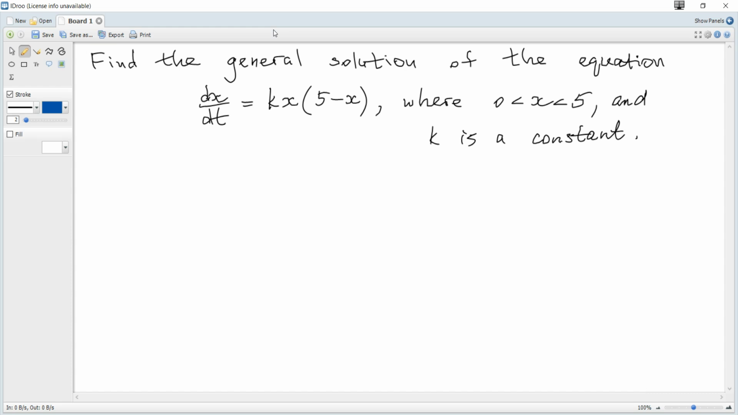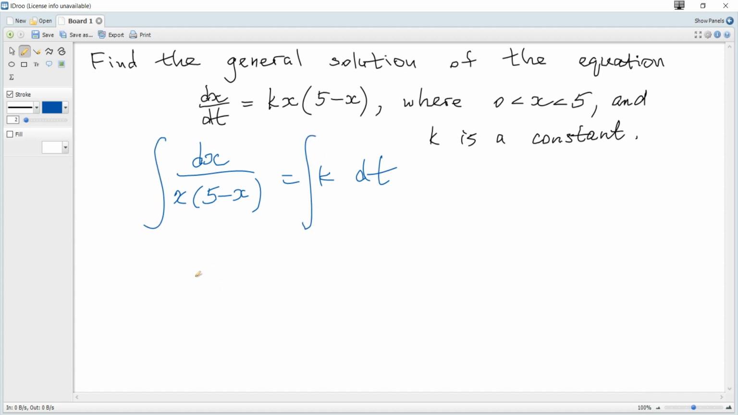Find the general solution of the equation dx over dt is kx multiplied by 5 minus x. So, to solve this differential equation, we need to separate variables. Everything with x to the left, everything with t to the right. So, we can rewrite it as dx over x times 5 minus x is k dt. And then just integrate both sides.